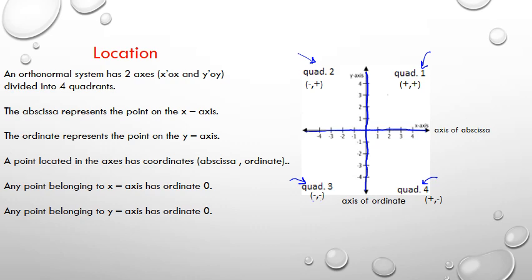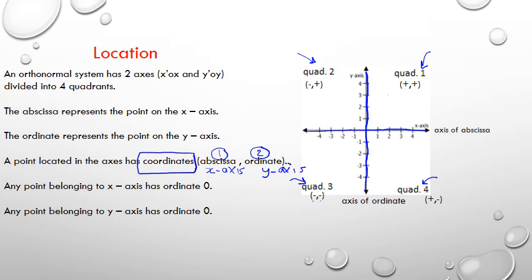What do we mean by the abscissa or the ordinate? If we want to locate any point inside this system, it will have something called coordinates. So any point located inside the system will have coordinates. The coordinates are represented by two numbers, the abscissa and the ordinate. The abscissa is the location of the point on the x-axis, and the ordinate is where the point belongs on the y-axis.